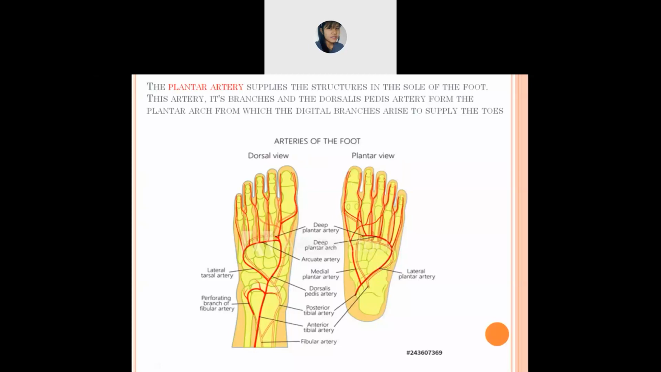So these are the digital arteries. At the tip portion of your fingers and toes, you will find the digital arteries supplying blood to the toes, to all this portion. I hope it's clear. Yes, sir. Okay.